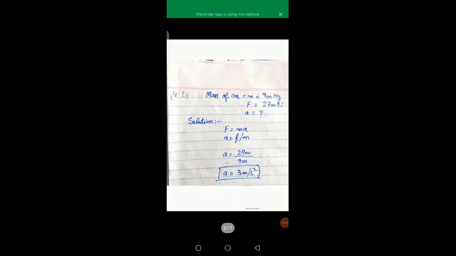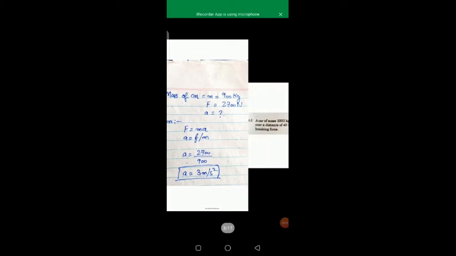How do we find the acceleration? We will simply put the formula of force, that is F = ma. We will place the values and find out the value of a, that is acceleration, and put down the unit, that is meter per second square. As I told you before, putting the unit is very important for any numerical.